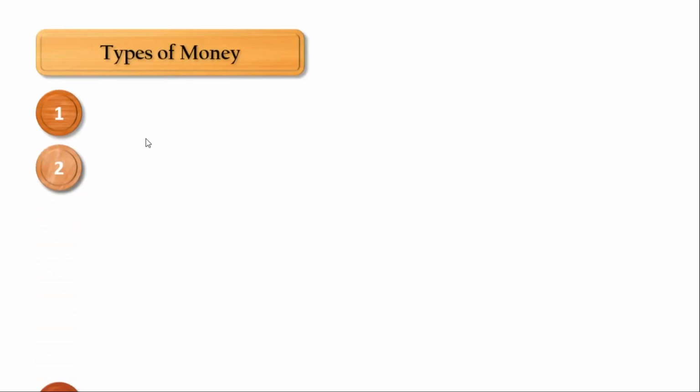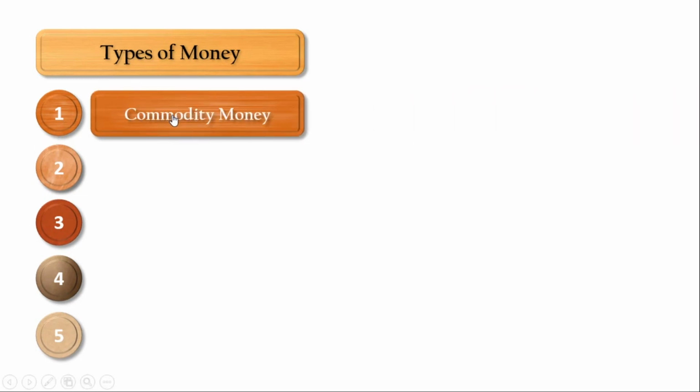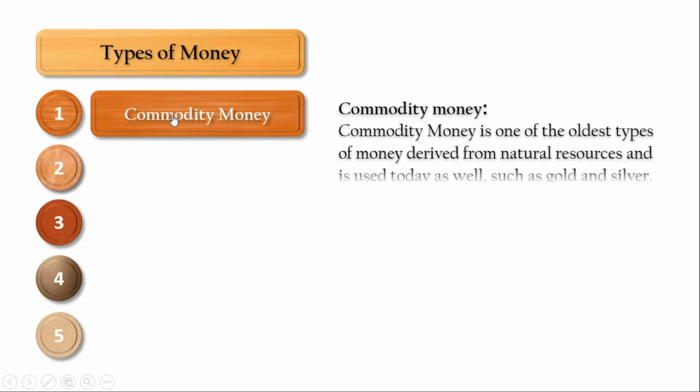Types of money. Up to date, money has at least these 5 types. 1. Commodity money. Commodity money is one of the oldest types of money, derived from natural resources and used today as well, such as gold and silver. Although commodity money is practically not used like fiat money, due to its highly liquid behavior in the market, its equivalent value is always payable with fiat money.